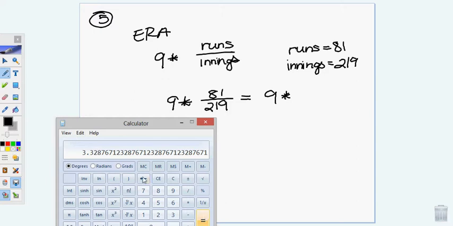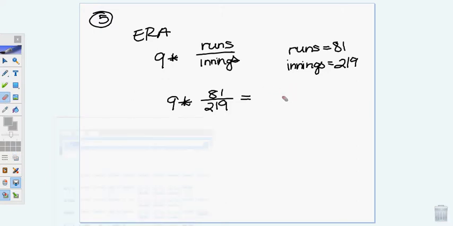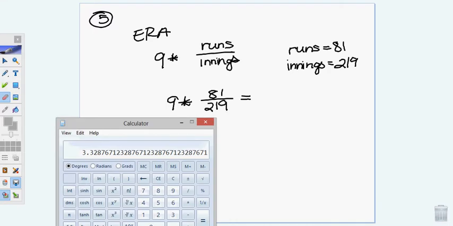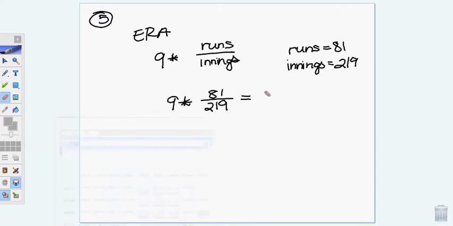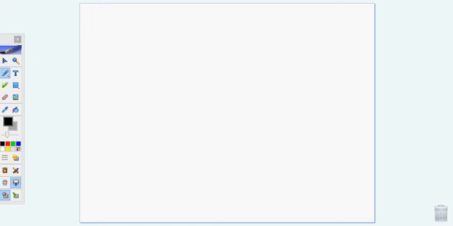We can go back and look at it, I think. No, maybe not. Okay, so we end up with 9 times whatever this decimal is, and the answer ends up being, let me pull that calculator back up for you, 3.328. We're going to round to the nearest hundredth. So 3.328 actually ends up being 3.33. Okay? Number 6. Let's look at number 6 now.